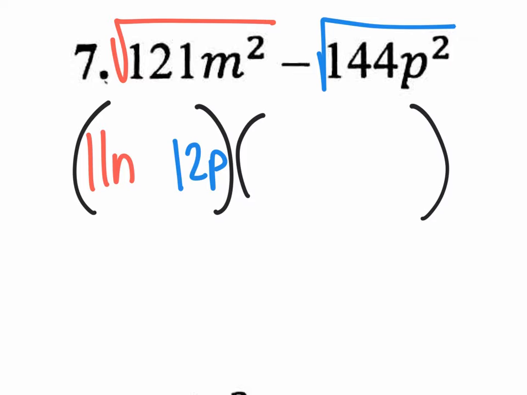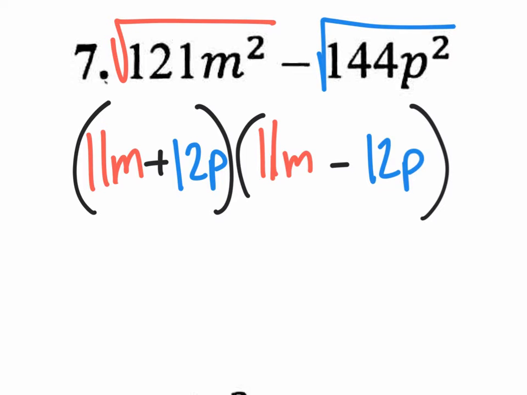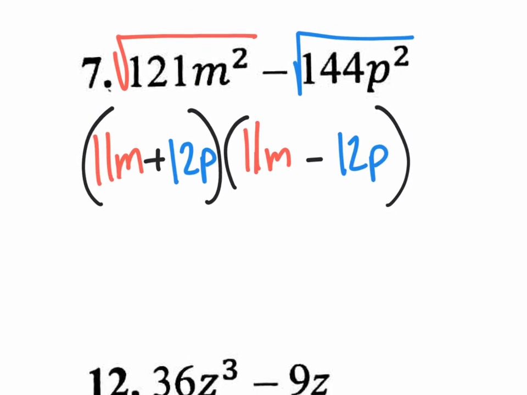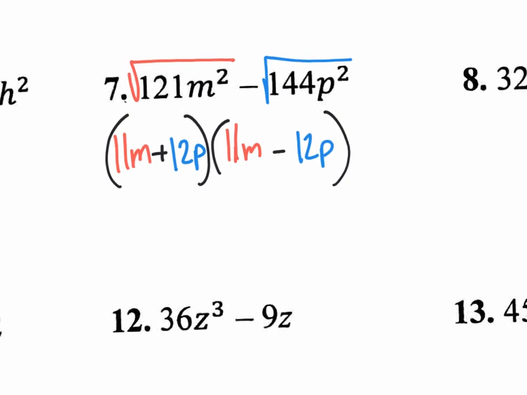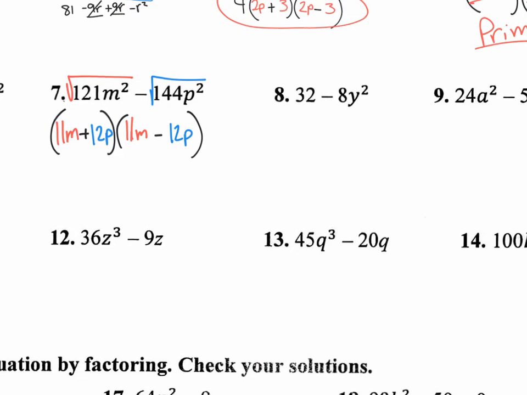Oh, m, not n. Sorry. I was just checking to see if you guys are paying attention. Okay, I messed up, sorry. So yeah, 11m and 12p. One's going to be a plus, one's going to be a minus. 11m, 12p, we're done. So it's that simple. When you do have perfect square terms, both of them, with the minus sign between them, you could just jump to that answer format.